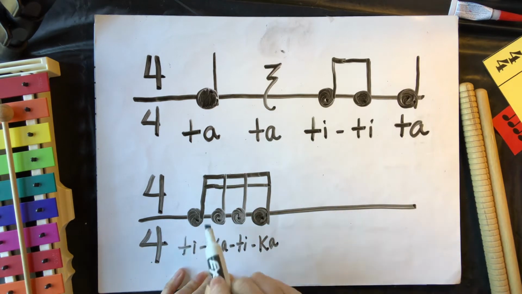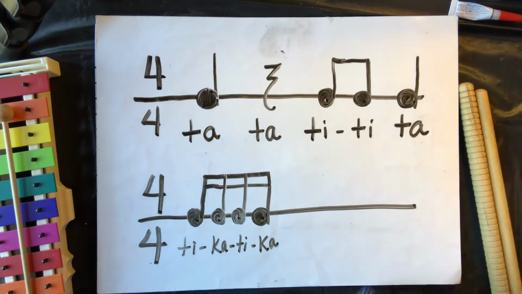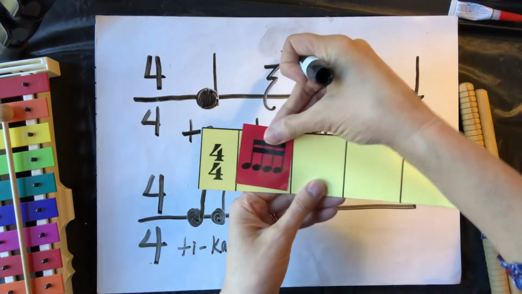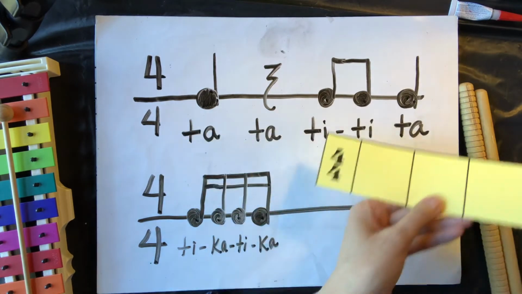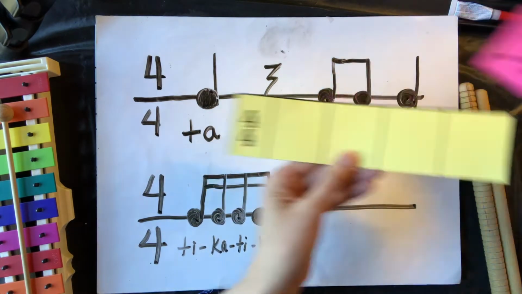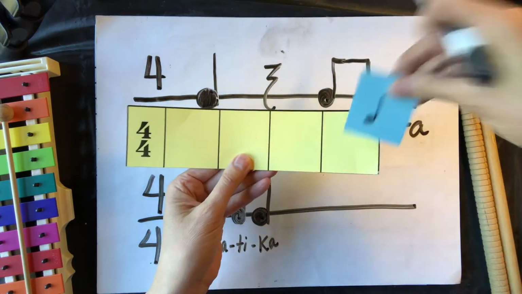And so this is the 16th note, and I say ti-ka ti-ka, ti-ka ti-ka. It takes 4 of them to make one beat. 4 of them make one beat, okay? And with the 8th note, 2 of them make one beat. And with the quarter note, that's your basic beat. It just takes 1 to make a beat.